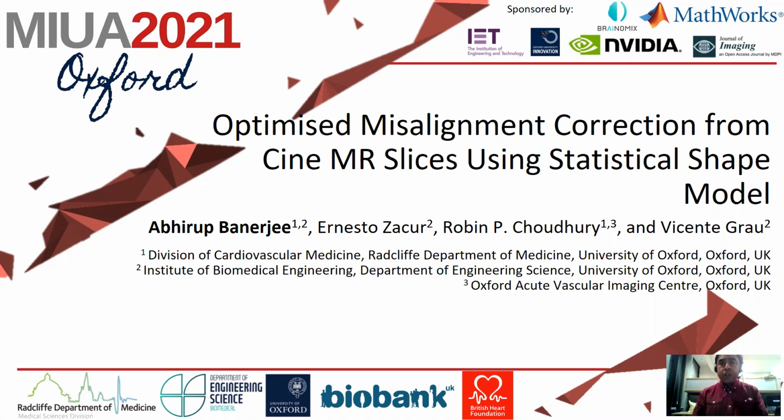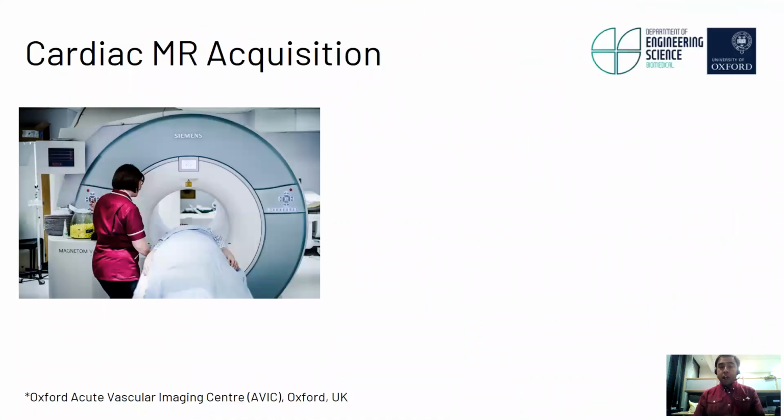Now, as you all know, MRI is one of the gold standard imaging modalities for the acquisition of soft tissues in different organs. However, unlike other organs, in cardiac MRI, the images are acquired over time in different acquisition planes.